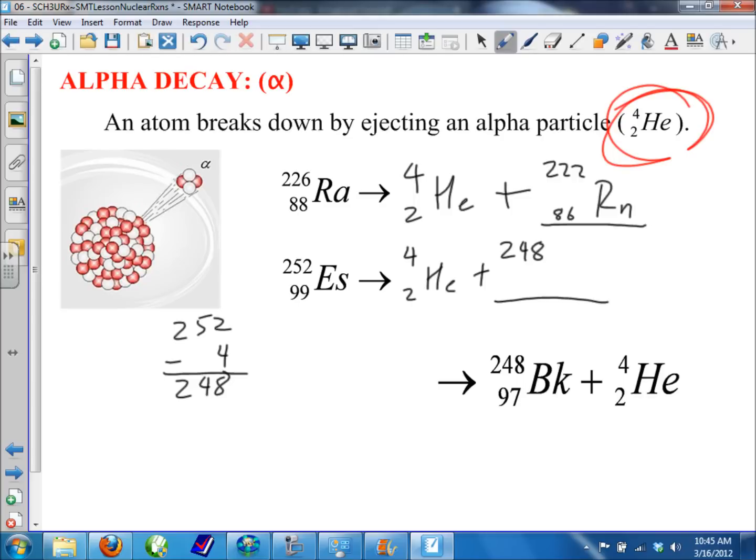If we're looking at the number of protons, we know on the left-hand side we've got 99 protons. On the right side, we've got 2 protons. Therefore, our new product is going to have 97 protons. Now, if we take a look at our periodic table, we will see that is berkelium.